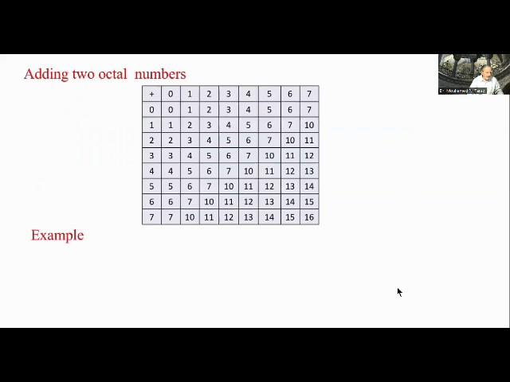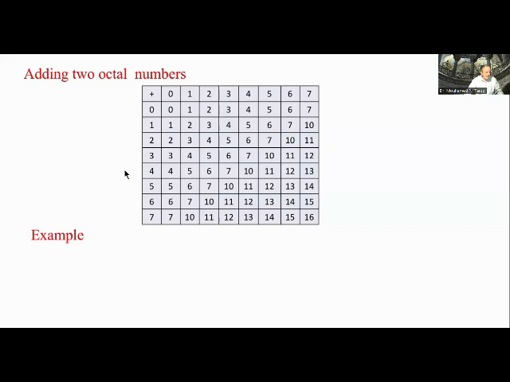Now, adding two octal numbers. This is the table, but you really don't need to memorize it. I will show you how you can do it. But what does this table do? 3 plus 3 is 6. Fine, I'm still within the base. 3 plus 5 is 8. 8 is 1, 0. 9 is 1, 1. 1, 2, 1, 3, 1, 4, and so on and so forth.